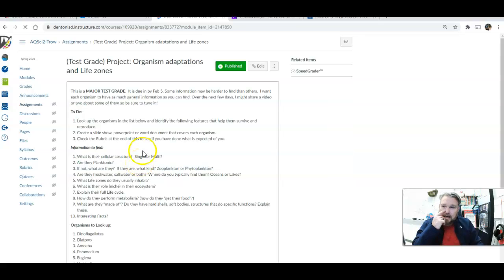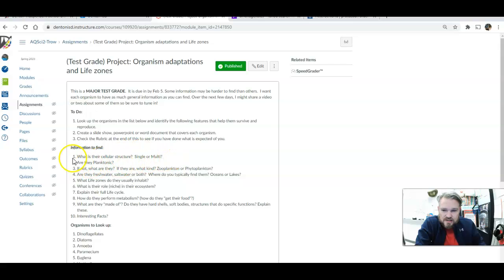So here we go. If I click on this, it says this is a major test grade. It's due February 5th. That's next Friday. Some information may be harder to find than others, so I'm not looking for you to find everything on this list. I know some of it might be difficult to find. What I'm really looking for you to do is to find the adaptations that allow these organisms to survive and reproduce in the life zones in which they live.